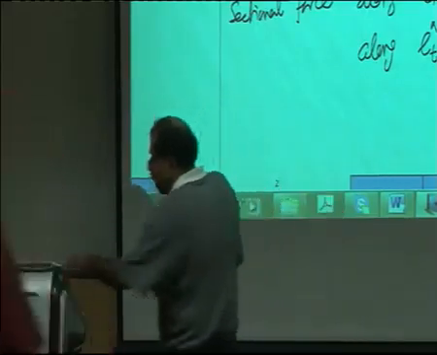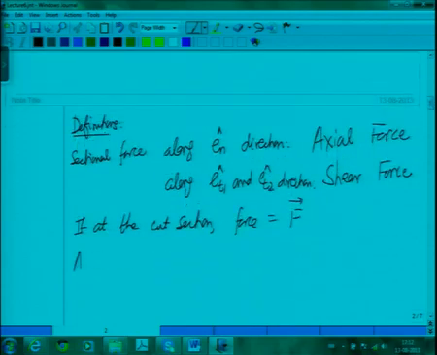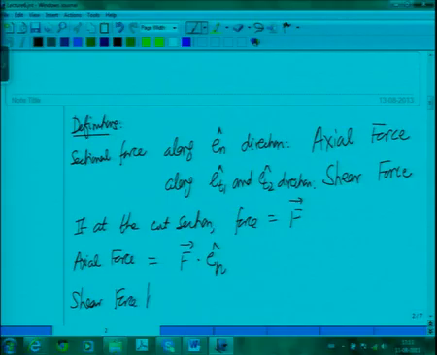Okay. So, now for example, if at the cut section the force is vector F, then the axial force is equal to F dotted with En, and if I want to make it a vector, I will put En also. So, this is the axial force, and the shear force has two components.